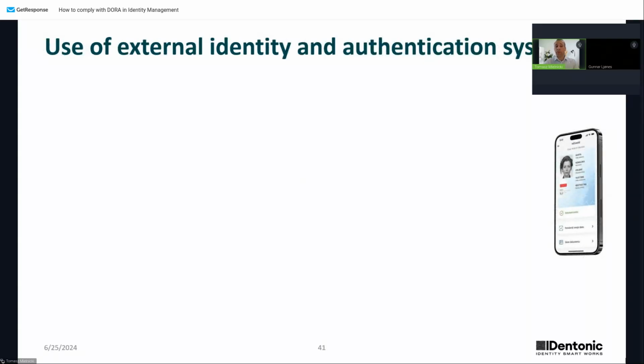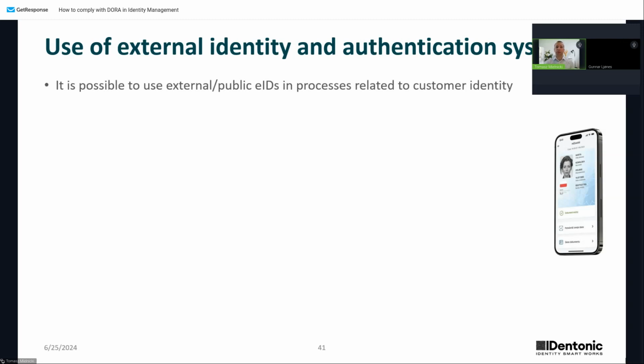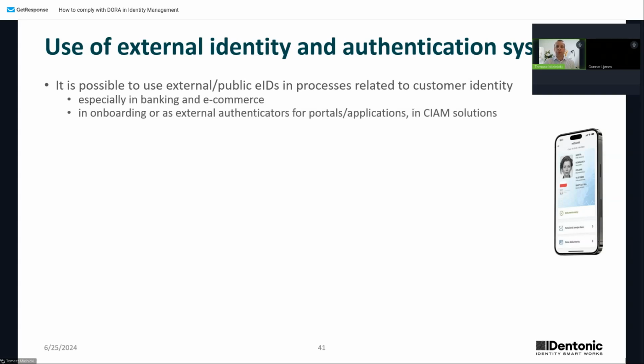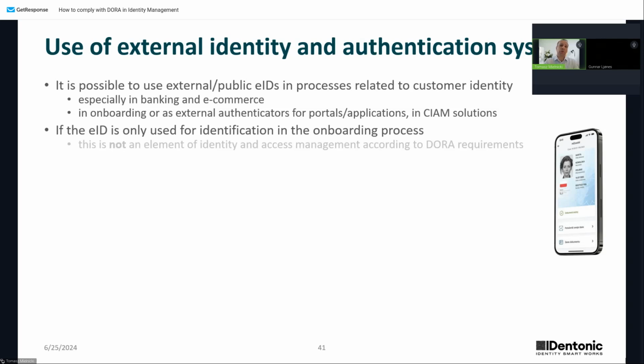And the last comment, what about external identity and authentication systems, EID schemes, and so forth? It happens that you have public EIDs, external identification and authentication systems, in the processes related to customers, quite often in e-banking or e-commerce use cases. You can use it as a part of a CIAM solution or not, but you can use some external tooling to access your portal, for instance, for your customers. If the EID is used only for identification, for instance, in the onboarding process, that's actually not an element of identity and access management according to DORA requirements. But it is an ICT resource and falls under the risk management framework.